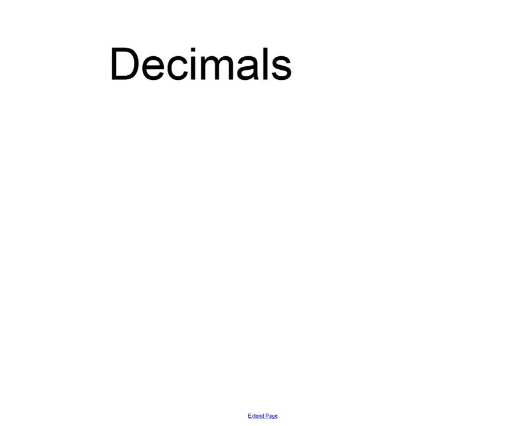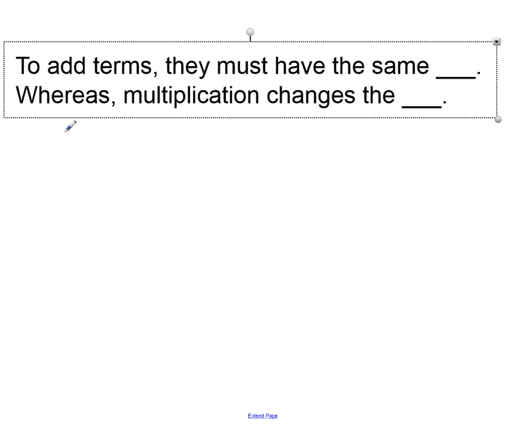So today we're talking about decimals. We're thinking about the rules of math and how they apply to decimal numbers. We have to first understand what the rules of math are. So let's think about our operations.